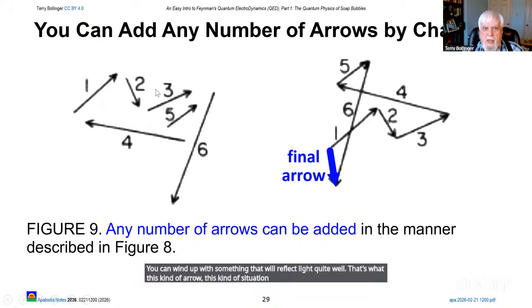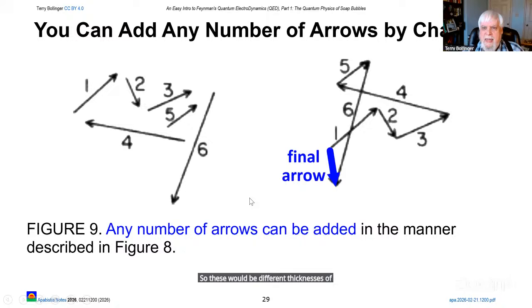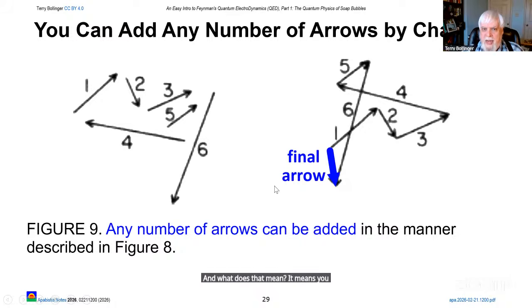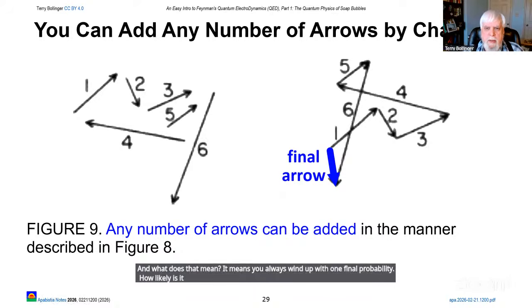You have first layer 1, second layer 2, third layer 3, 4, 5, on it goes. So these would be different thicknesses of layers. So you have this nice little addition of property, but you always wind up with just one final arrow. And what does that mean? It means you always wind up with one final probability. How likely is it for light to be reflected?